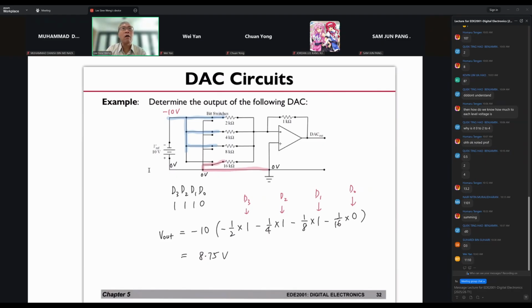It's called the R/2R ladder digital DAC. Now, this one is very special because you only need 2 resistor values, and you can replicate the whole circuit, right?